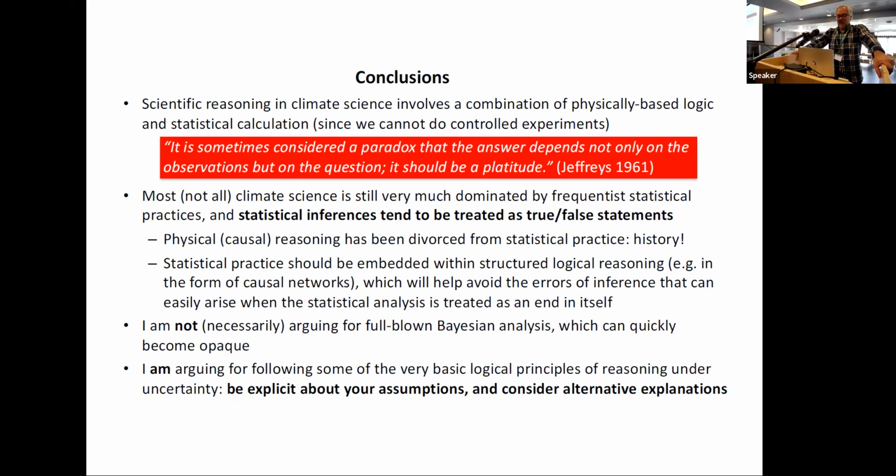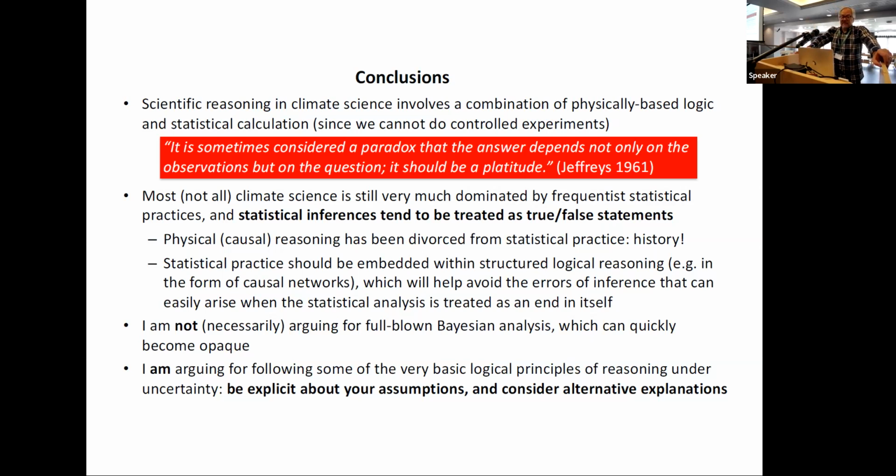Most, although not all, climate science is still dominated by frequentist statistical practices, and inferences tend to be treated as true-false statements. Does the Arctic affect mid-latitudes or not? True or false? It's always presented as true-false.